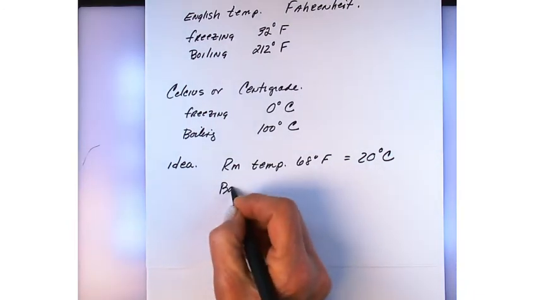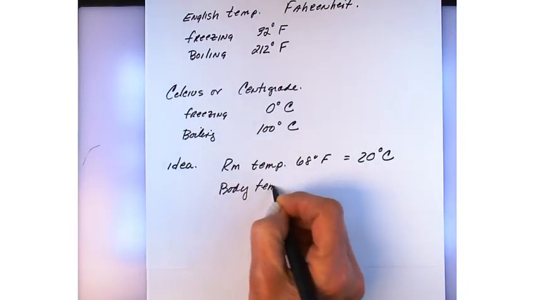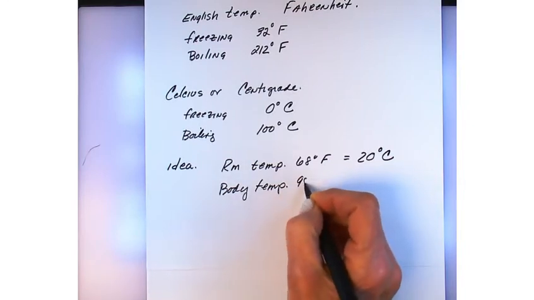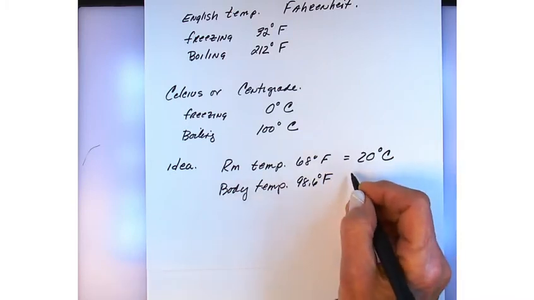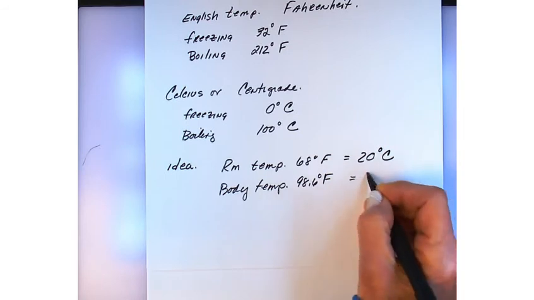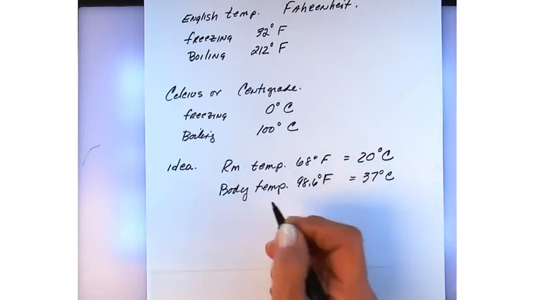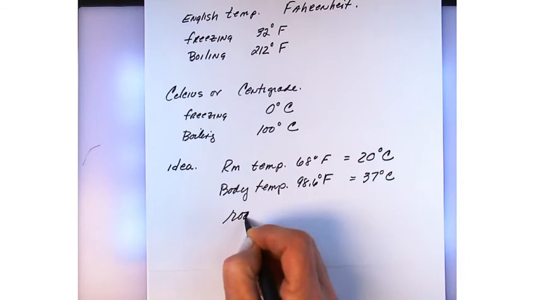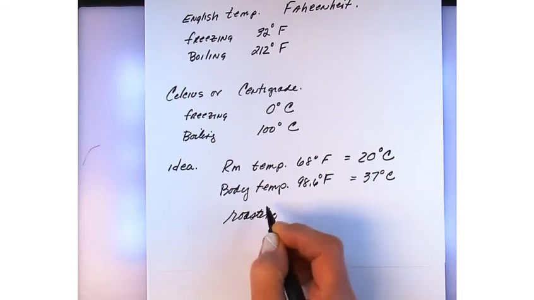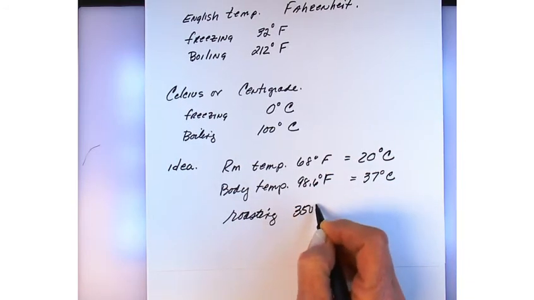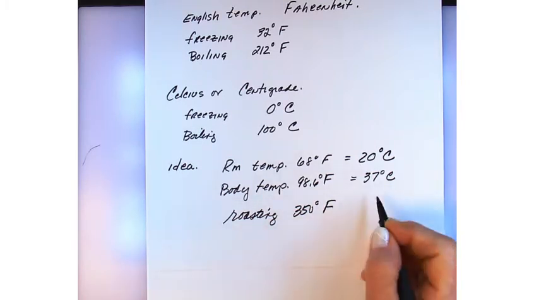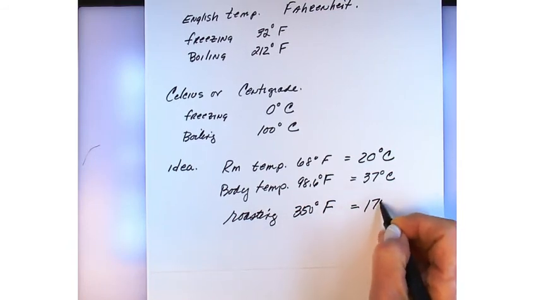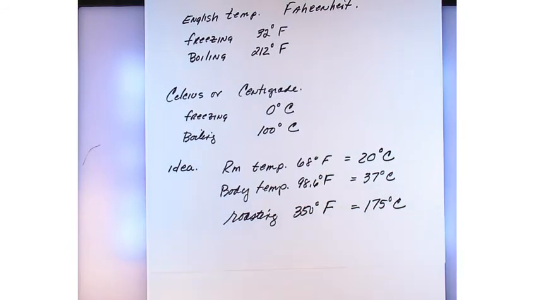Our body temperature, of course, varies by person. Everybody is not 98.6. I think I run closer to 97. Other people might run 99. And in Celsius, that would be 37. And what about roasting our turkey on Thanksgiving? So we would roast at 350 in our oven, and if we had a metric oven, 175.